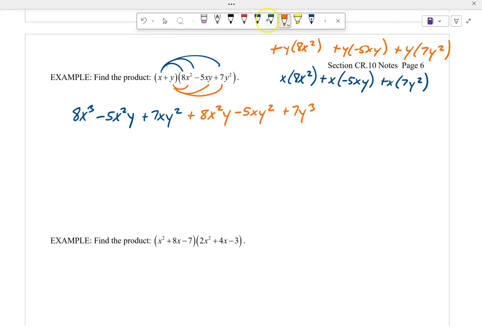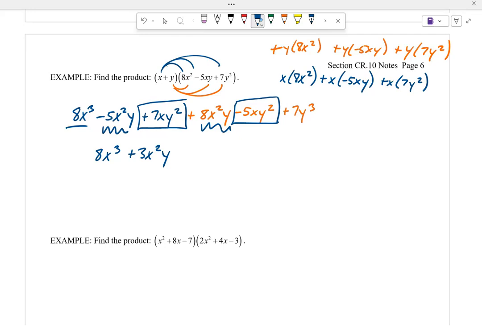So, all right, any like terms? Well, 8x to the third is a loner, it looks like. Do I have any other x squared y's? There's an x squared y. There's another x squared y. Negative 5 plus 8 is a positive 3x squared y. How about 7xy squared? Any other xy squared? There's another one. 7 minus 5 is 2xy squared. And then finally, 7y cubed at the end is just a loner. No other y cubes.